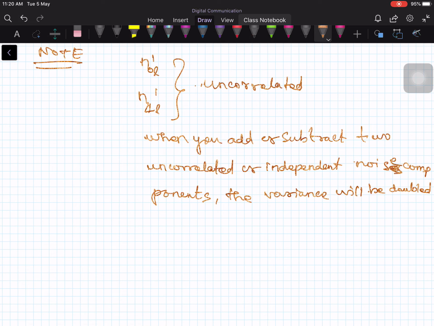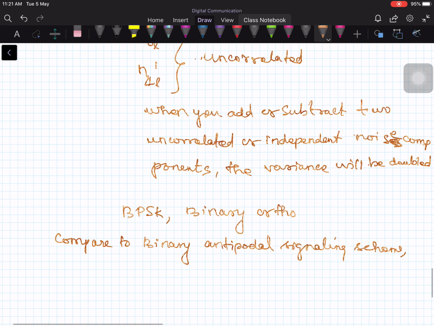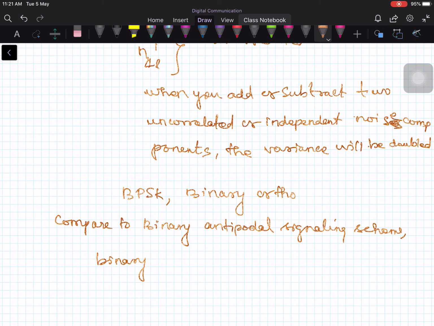If you compare to an antipodal signaling scheme like BPSK, the binary orthogonal signaling scheme has poor performance as compared with the corresponding antipodal signaling scheme, because the noise variance gets doubled up. That is one point one should remember.